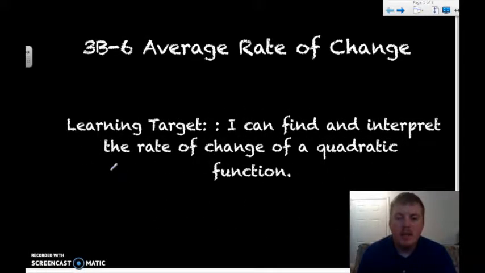Hello, welcome to lesson 3B-6, average rate of change. Specifically, we are going to be looking at the rate of change for quadratic functions since that's what the rest of Unit 3 has been focused on. Our learning target is that I can find and interpret the rate of change of a quadratic function.